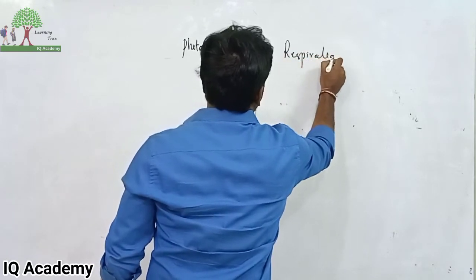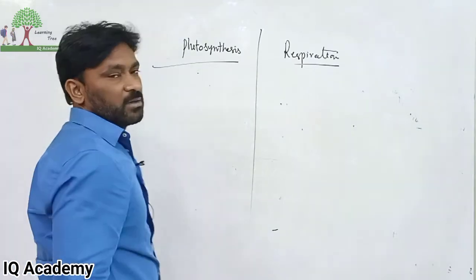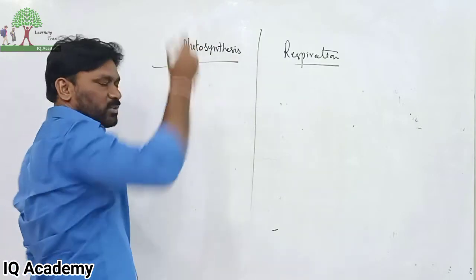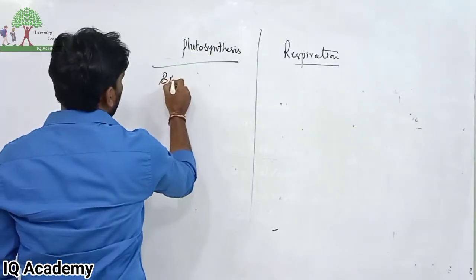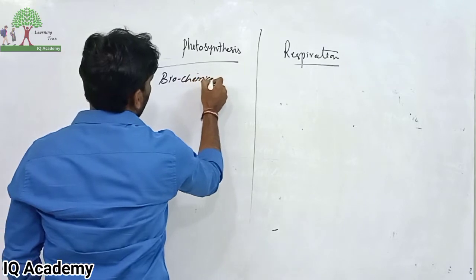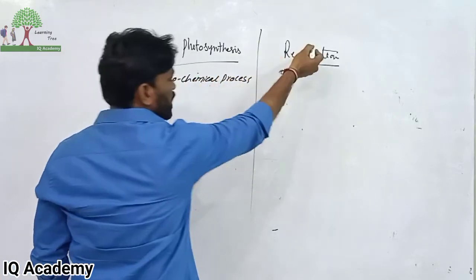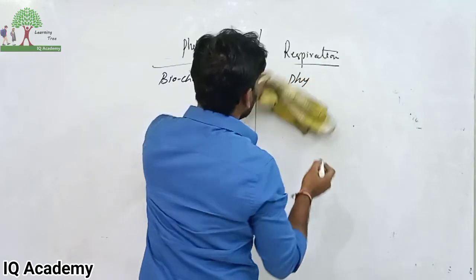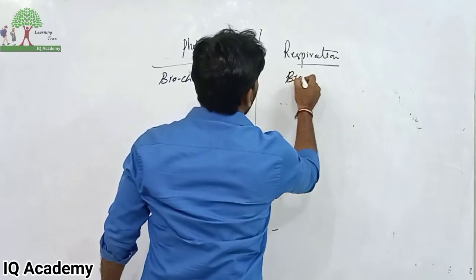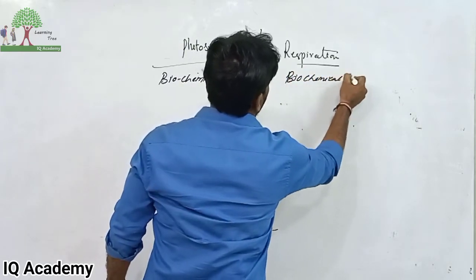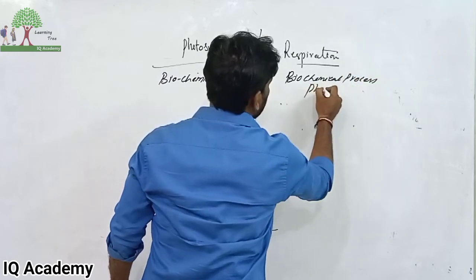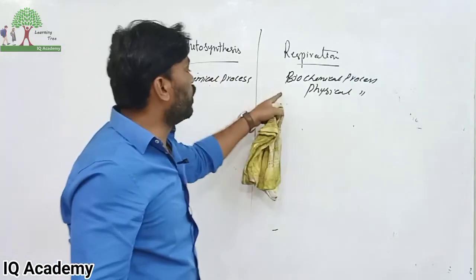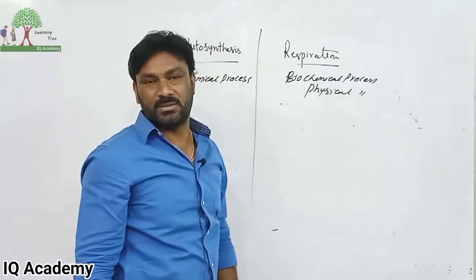And the last topic in this lesson, photosynthesis and respiration. Photosynthesis is a biochemical process. Respiration is also a biochemical process only, as well as a physical process also. So it is a biochemical as well as physical process.